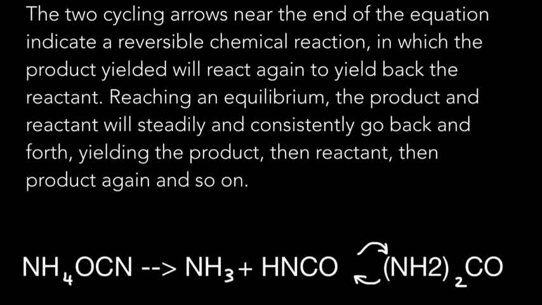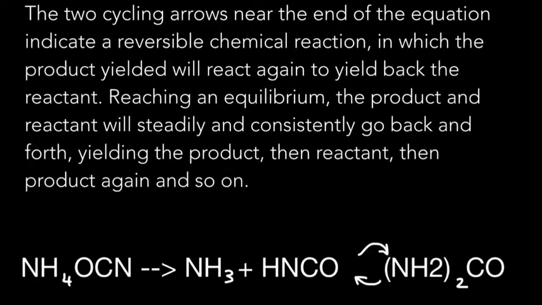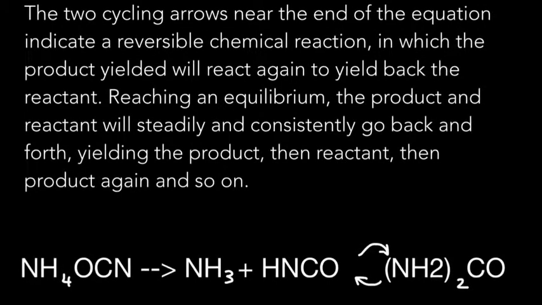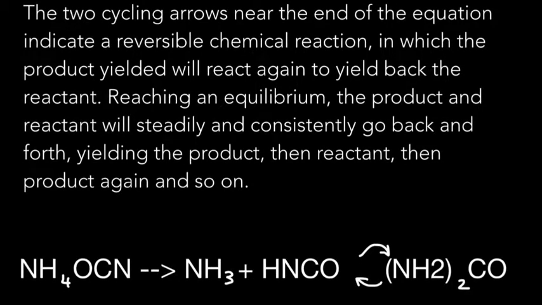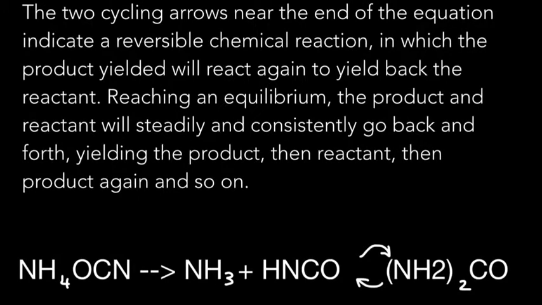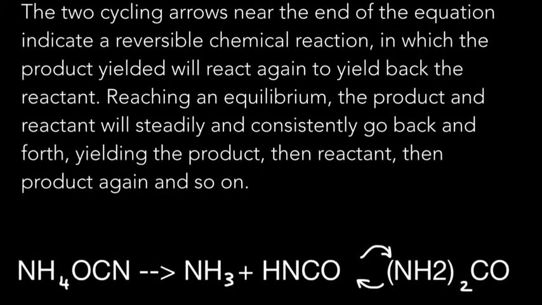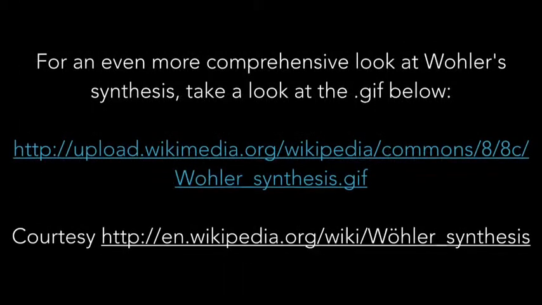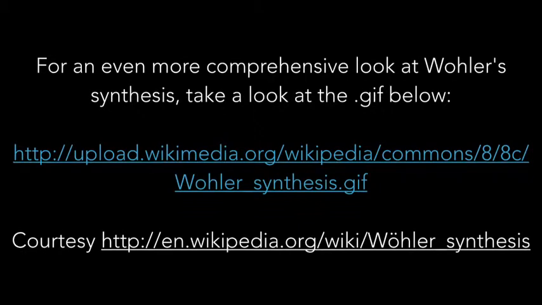These reversible reactions will then reach an equilibrium, where the concentration of the products and reactants will cease to change, but they will still be going at the same rate as one another. Thus, the product and reactant will steadily and consistently go back and forth, yielding the product, then the reactant, then the product again, and so on. For an even more comprehensive look at Wöhler's synthesis, take a look at the GIF below.